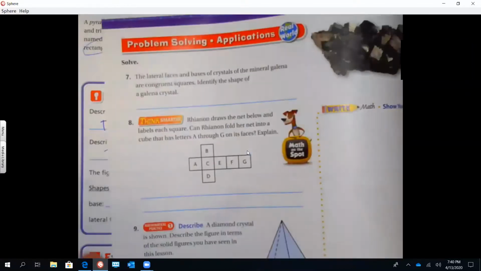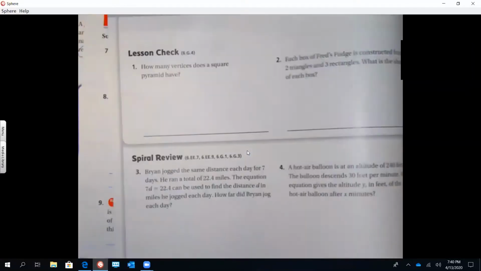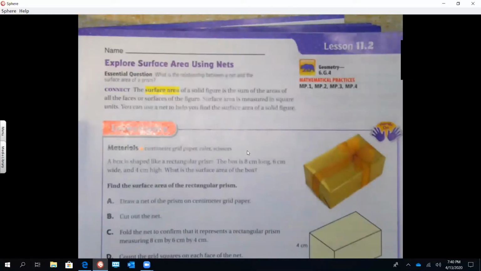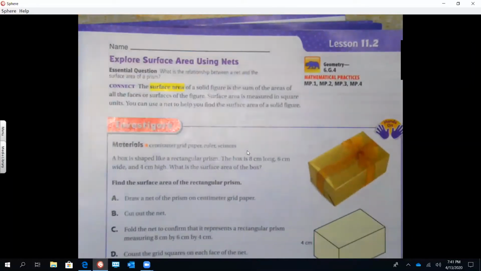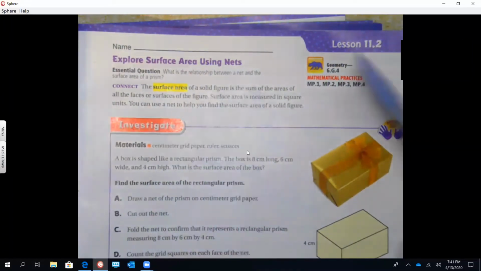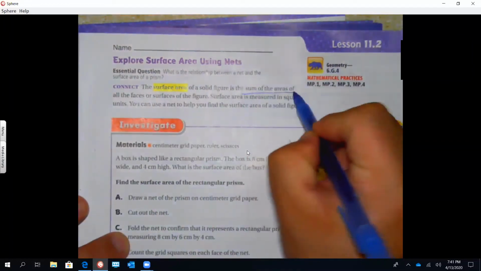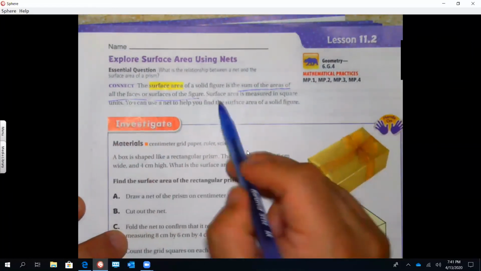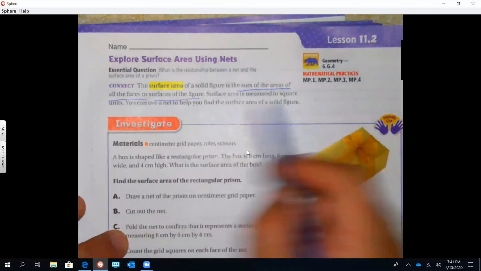Okay, let's go ahead and move on to 11.2. And anytime during the video, you may pause and review as needed. So 11.2: the surface area of a solid figure is the sum of the areas of all the faces or surfaces of a figure. Surface area is measured in square units.